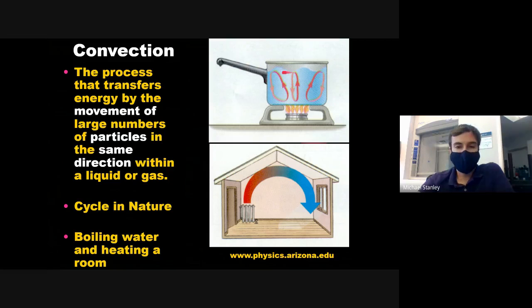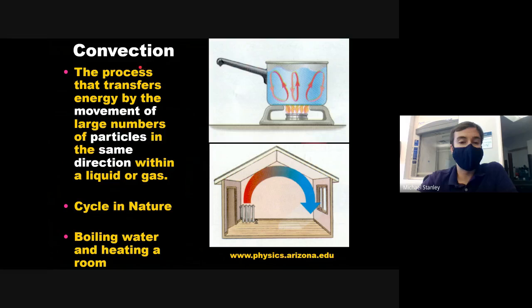So for example, with our boiling water right here, the water at the bottom of the pan is being heated up by conduction because the pan is being heated by this flame right here. And the water right down here is directly touching the bottom of the pan, so it's being heated up by conduction. But what about the water at the top? The water at the top isn't directly touching a heat source. It's just kind of sitting there. But eventually that water is going to get hot too.